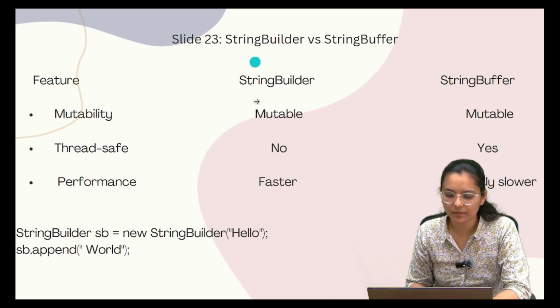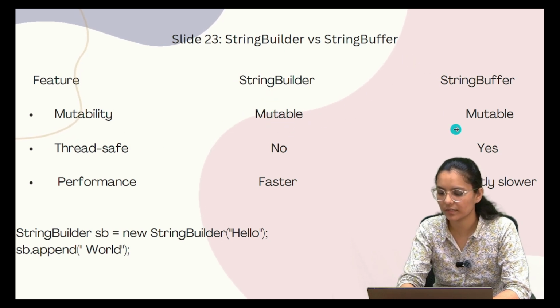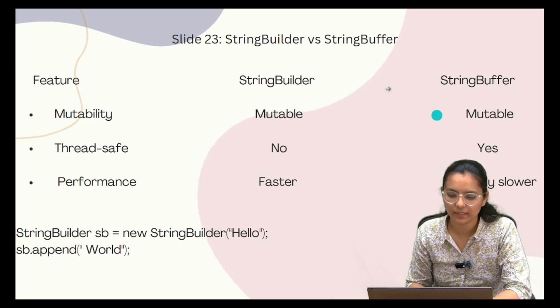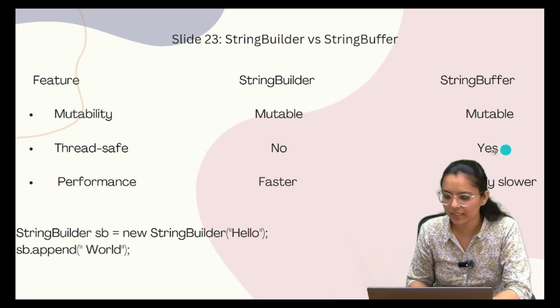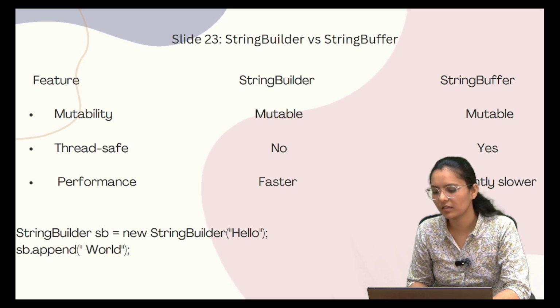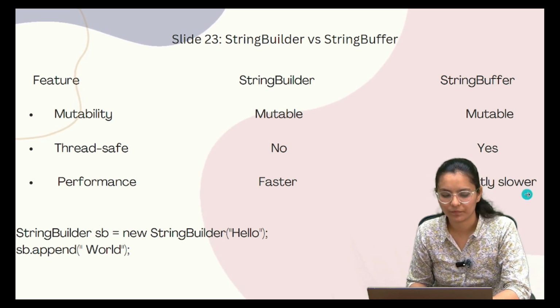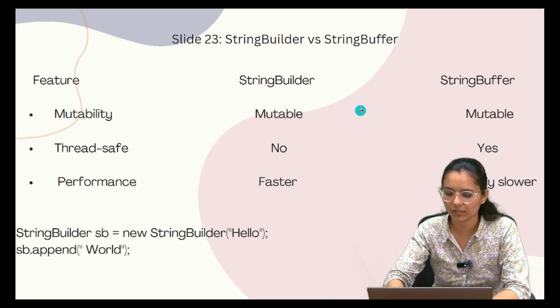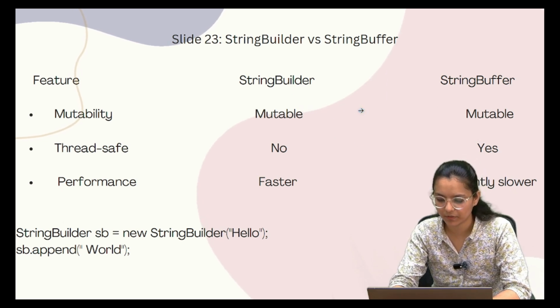StringBuilder is mutable, and StringBuffer is also mutable. For thread safety, StringBuilder is not thread safe, but StringBuffer is thread safe. StringBuilder has faster performance, while StringBuffer's performance is slightly slower. So this is the difference between StringBuilder and StringBuffer.